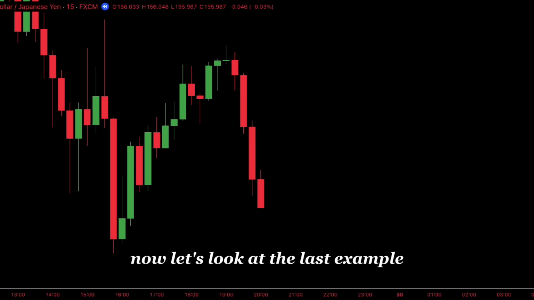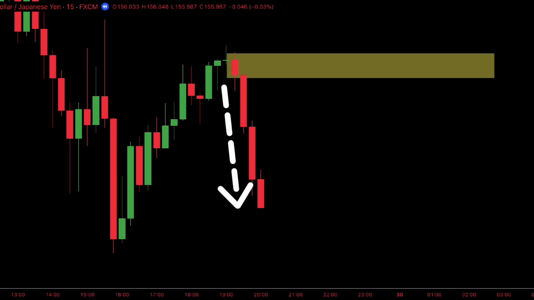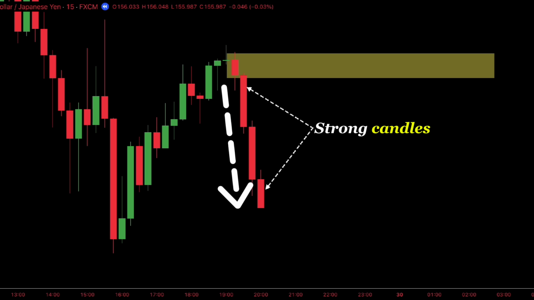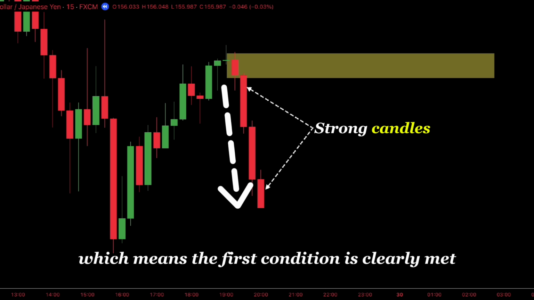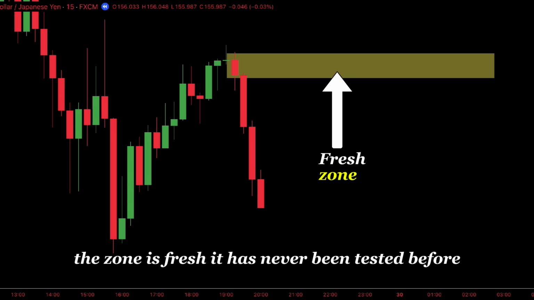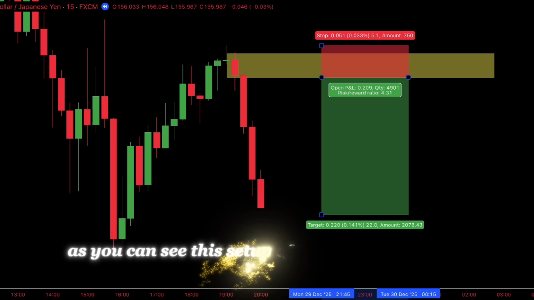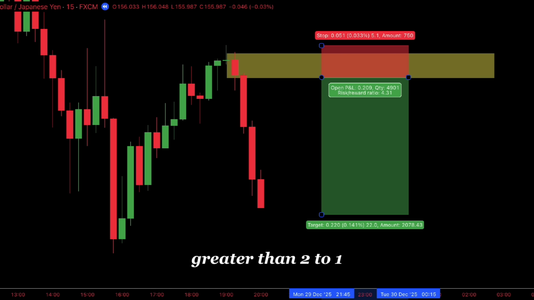Now let's look at the last example. Here, the market makes a strong move to the downside. As you can see, the candles are large, clean, and bearish. There is no significant buying pressure, which means the first condition is clearly met. Next, let's evaluate the zone. The zone is fresh. It has never been tested before. So the second condition is also satisfied. Now, let's look at the trade potential. As you can see, this setup offers a reward-to-risk ratio greater than 2-to-1.